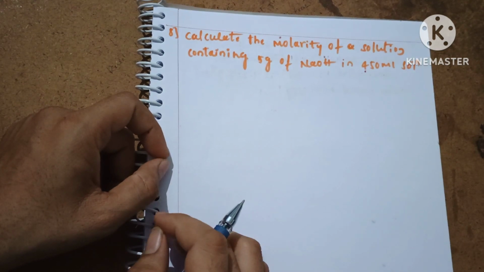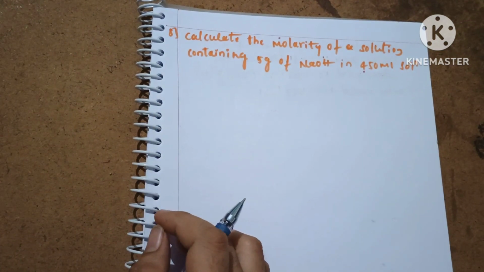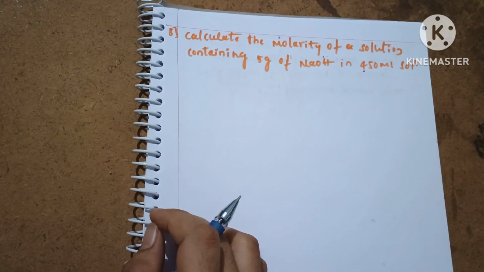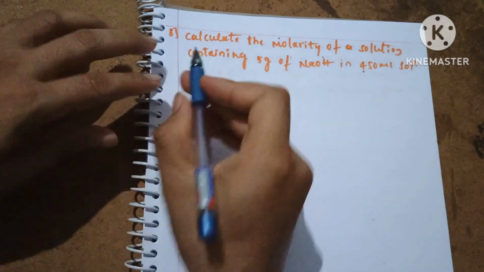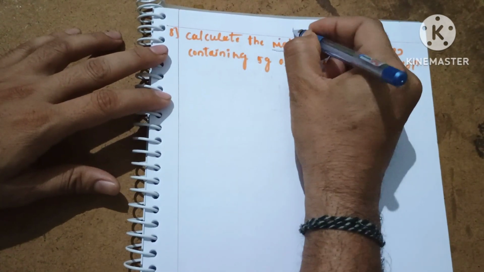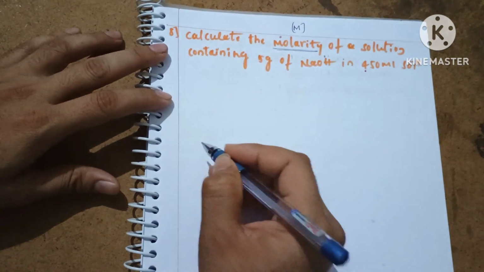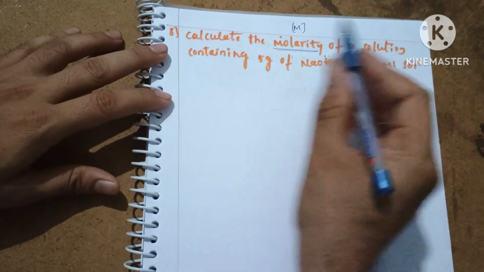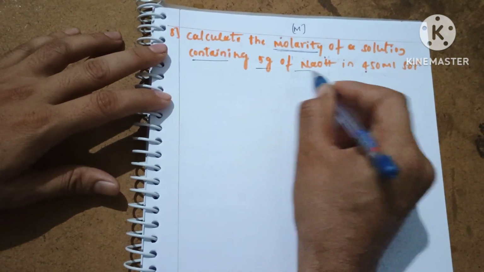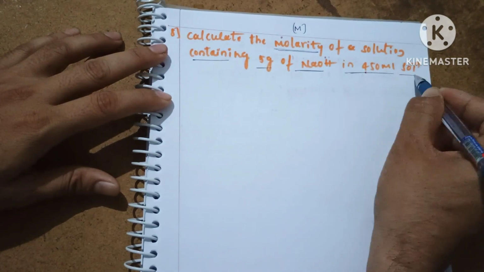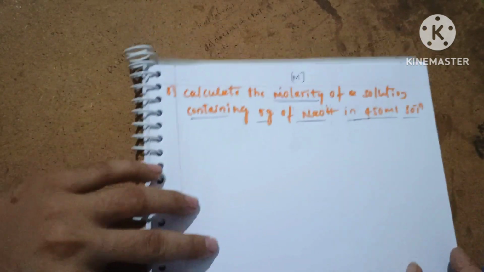Now the third numerical. The third numerical is based on molarity. Just see here. Calculate the molarity, that is capital M, of a solution containing 5 gram of NaOH in 450 ml of solution. Okay, simple question.